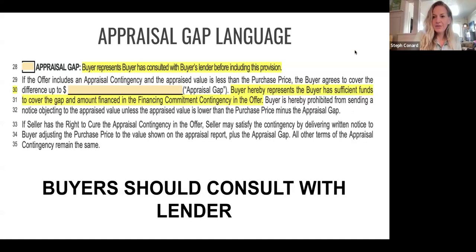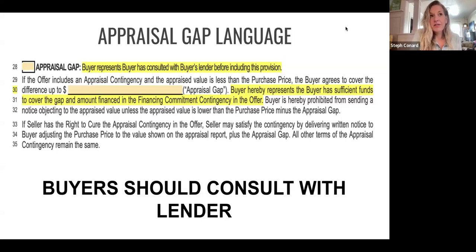Okay, I'll keep going. So the appraisal gap language leads with a kind of warning to the buyer. It begins at line 28: "Buyer has consulted with the buyer's lender before including this provision." So it's imperative that a buyer has the discussion with their lender to find out if they can even use this provision. They need to have the funds available, liquid cash, to come to closing if a gap does need to be covered.